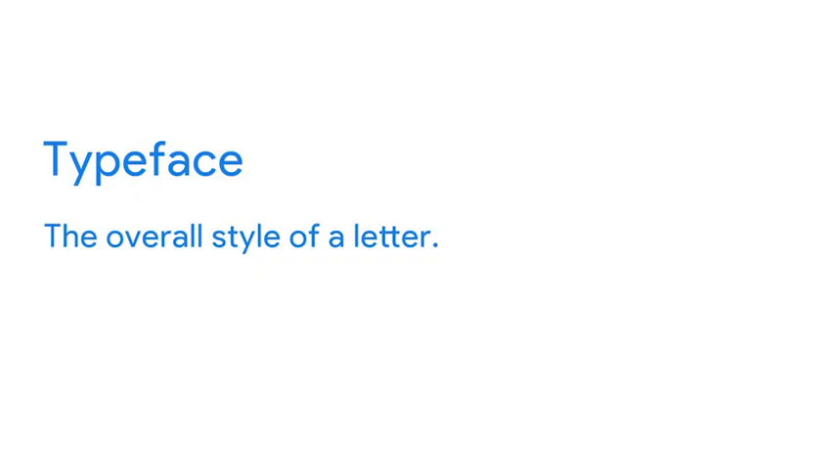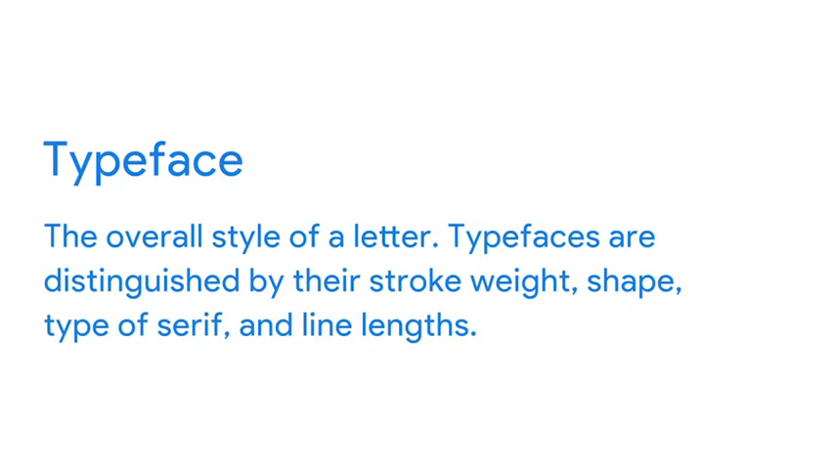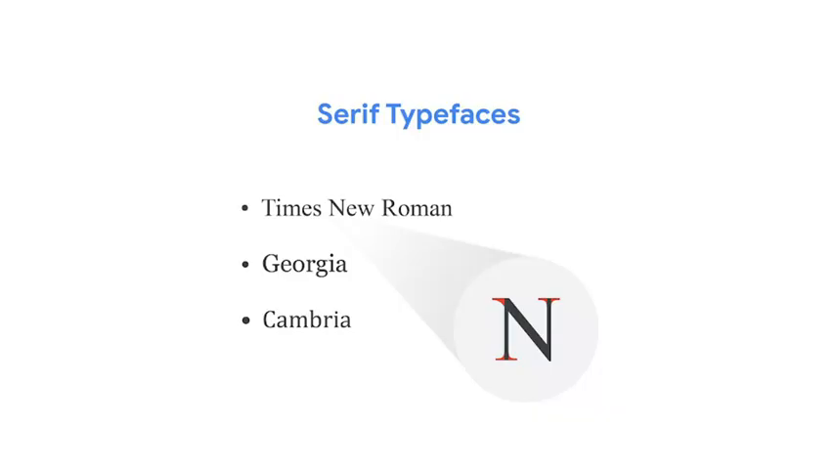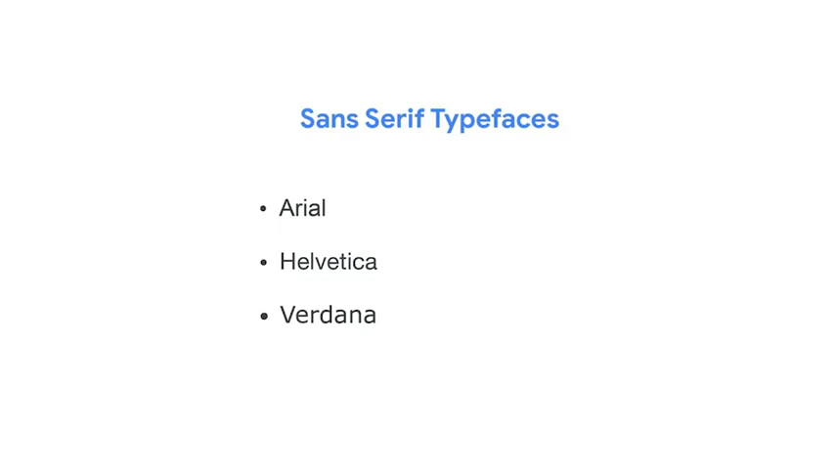Okay, once you select a type classification, it's time to choose a typeface. A typeface is the overall style of a letter. Typefaces are distinguished by their stroke weight, shape, type of serif, and line lengths. Each typeface is known by a family name. Some examples of serif typefaces are Times New Roman, Georgia, and Cambria. A few examples of sans serif typefaces include Arial, Helvetica, and Verdana.